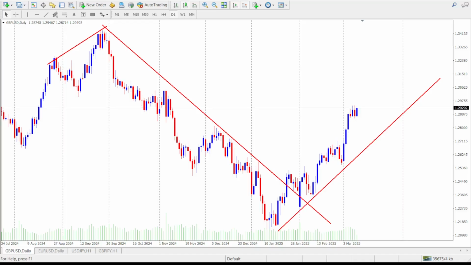Now, to wrap it up, correlation breakdown trading can be a very effective strategy when used correctly. By understanding the historical relationship between assets, monitoring for divergences, and executing trades with proper risk management, you can capitalize on these opportunities and make smarter trading decisions.